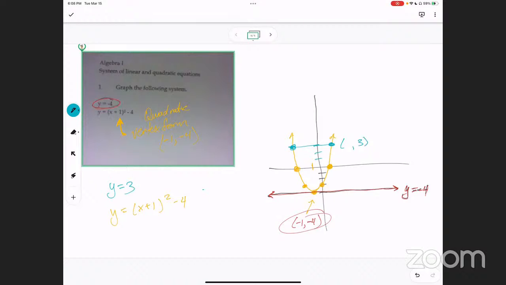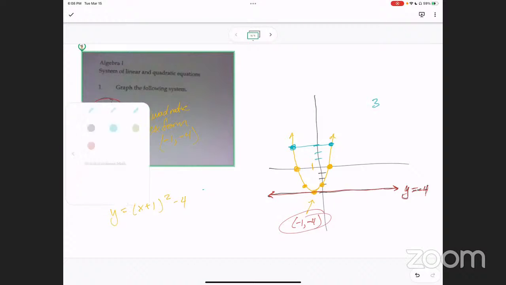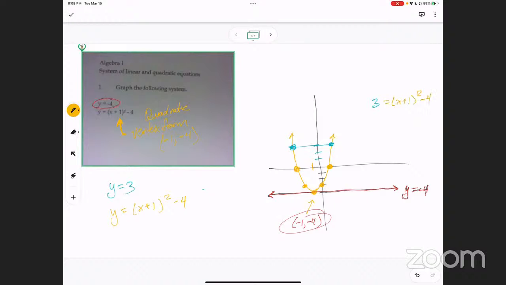I'm sorry, you don't know how to do this yet. Have you learned how to solve these problems yet? I don't think so. No. You would plug 3 in for y, and then you would solve that equation. I think you have done it before. There would be 2 solutions to that.